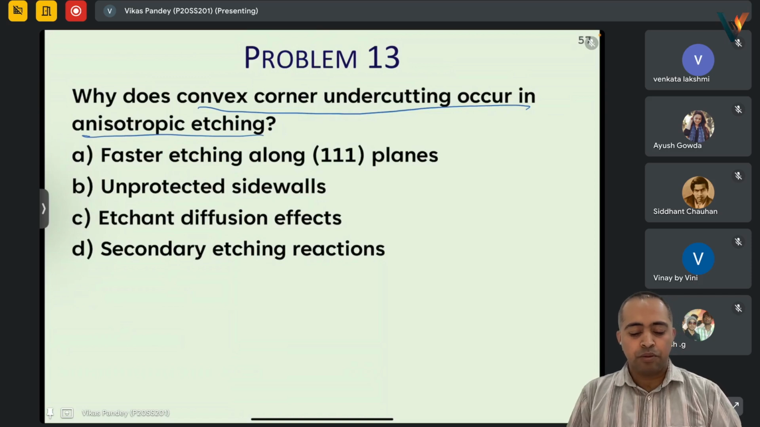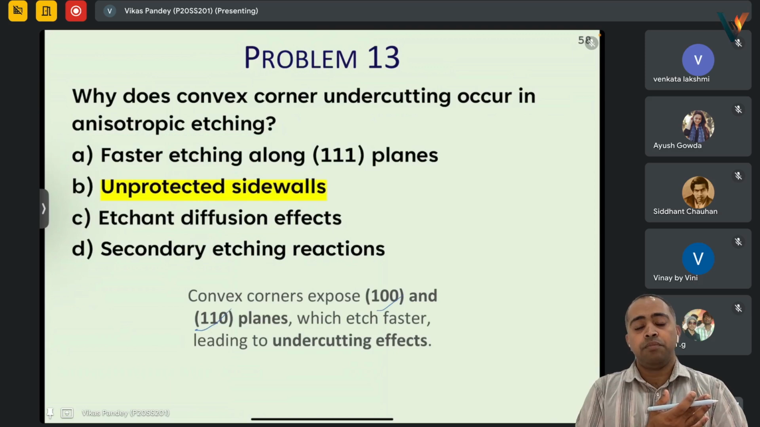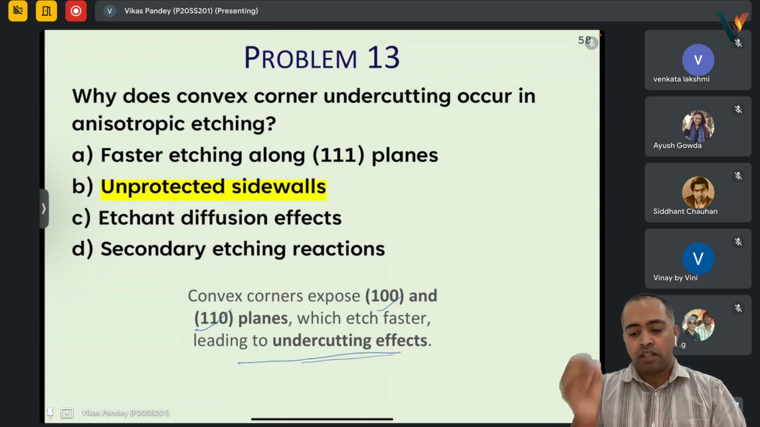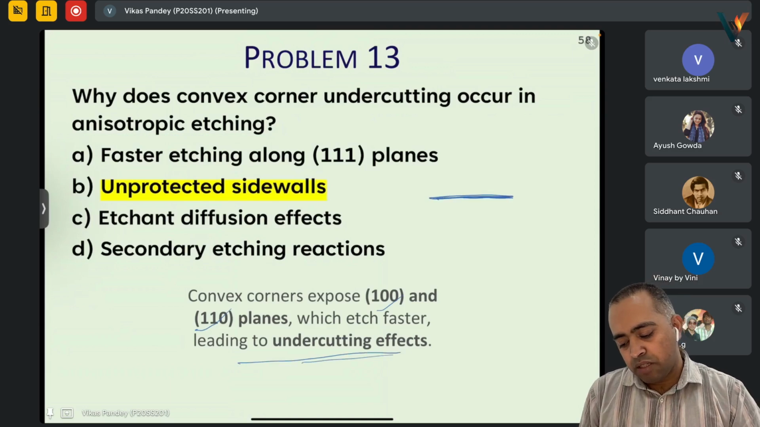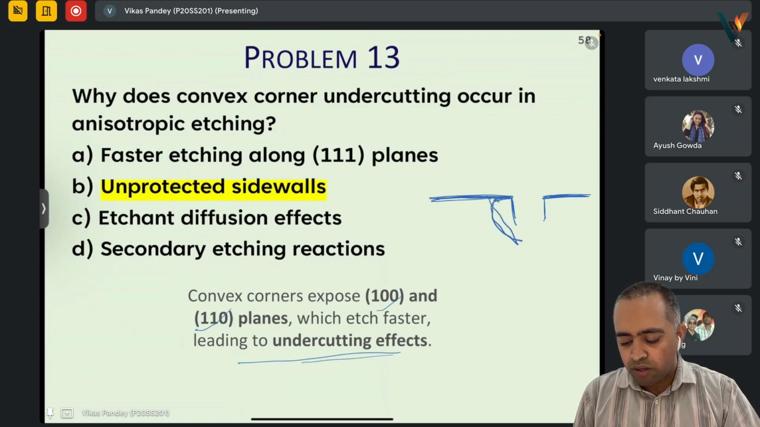Okay. So convex corners expose 111 and 110 planes both, which etch faster compared to 111 planes. And as such, undercutting effects are seen. Undercutting means that we have kept this mask on the top, and ideally we want the structure to be like this. But the structure that is forming is somewhat like this, or somewhat like this. So this area, the hanging mask area, is called undercutting.